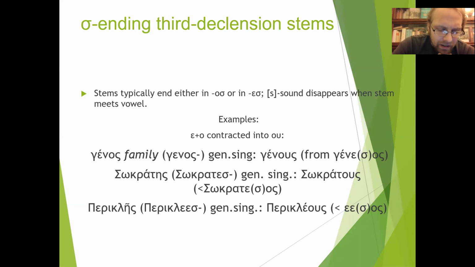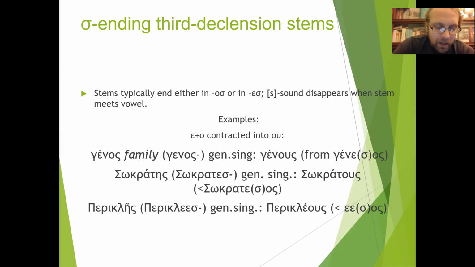Typically, these stems end either in os or in s. However, the s sound at the end of the stem disappears in some numbers and cases, namely when the ending begins with a vowel. Thus, it may appear that the stem in these nouns is in fact shorter than it is. But in fact, the shortened stems in some numbers and cases, like in the genitive singular, which you find details of on the screen, is a result of the loss of the stem ending sigma, together with contractions of the vowels in the stems with the vowels of the endings.